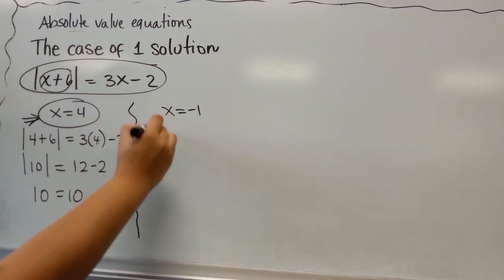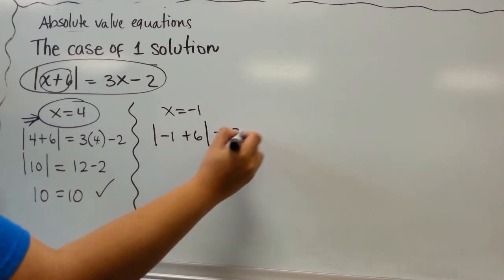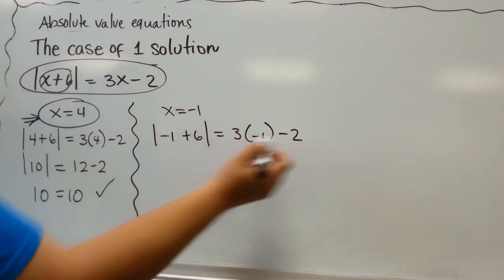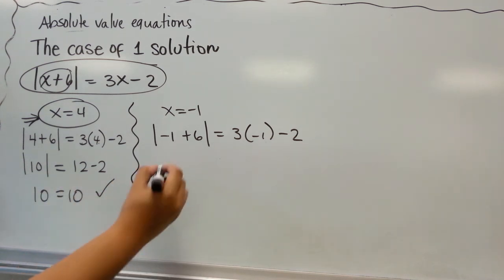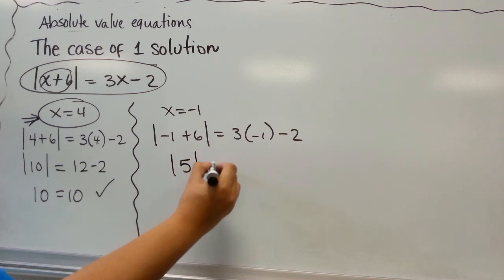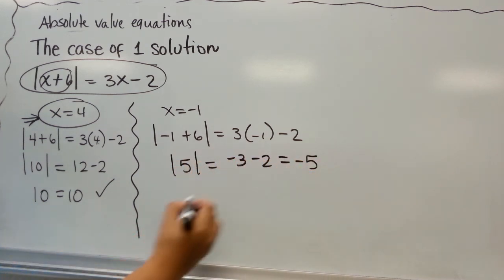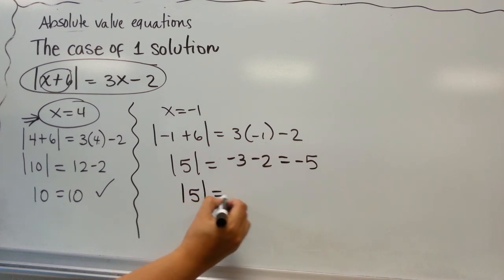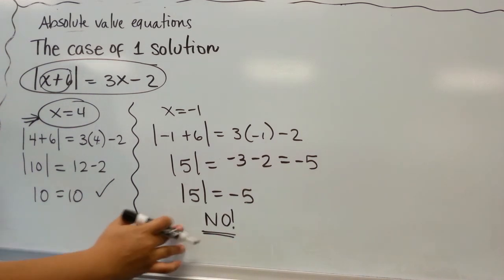We're going to plug in negative 1. The absolute value of negative 1 plus 6 equals 3 times negative 1 minus 2. Negative 1 plus 6 is a 5, absolute value of 5. This becomes negative 3 minus 2, which is negative 5. Does the absolute value of 5 equal negative 5? No. Okay? So that can never happen, so this is not a solution.